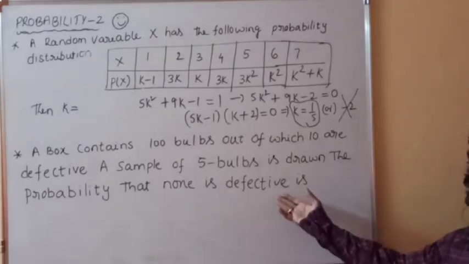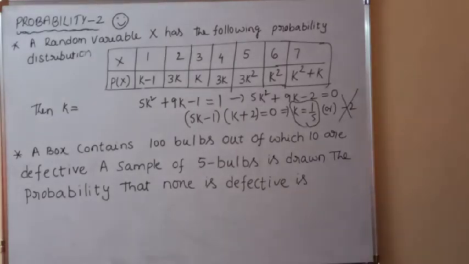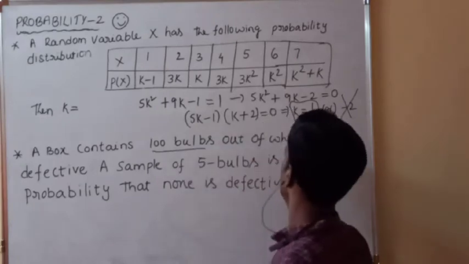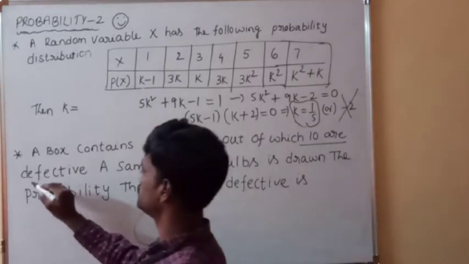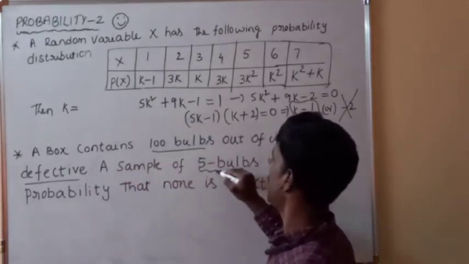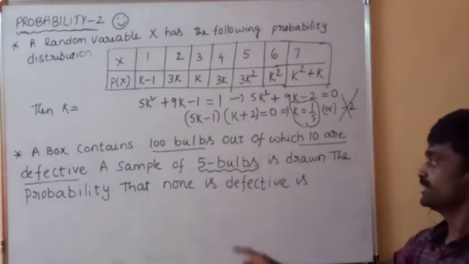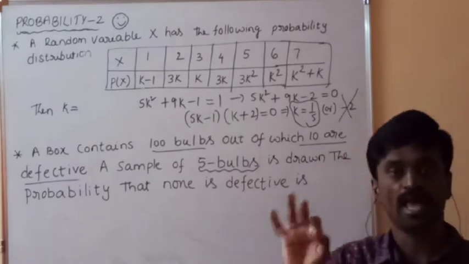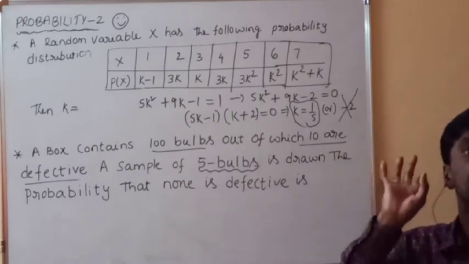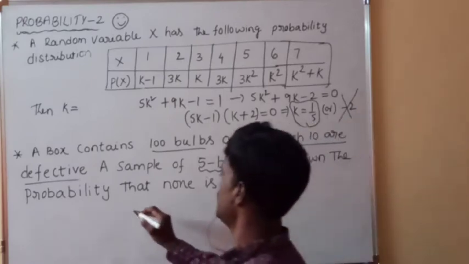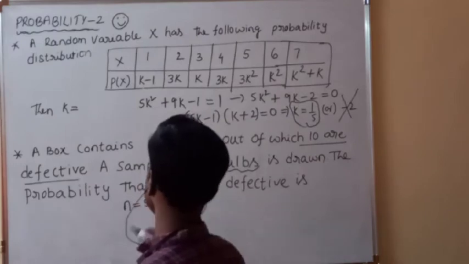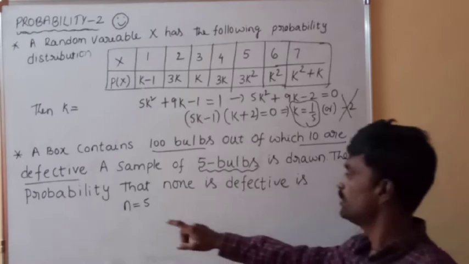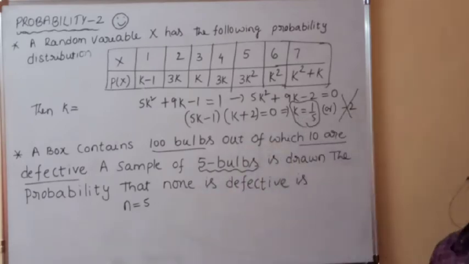So it is a PUC, it is a CBSE problem only. See here, a box contains 100 bulbs, out of which 10 are defective. A sample of 5 bulbs. So when a sample of some number is given, that is nothing but the n value, the number of trials. So here n value is 5. 5 bulbs are drawn. The probability that none is defective.